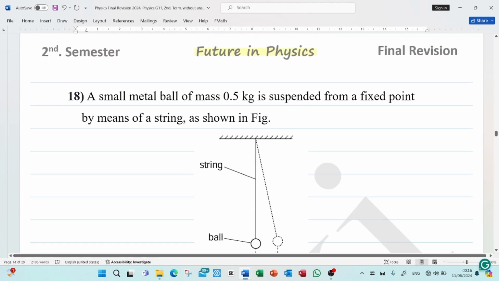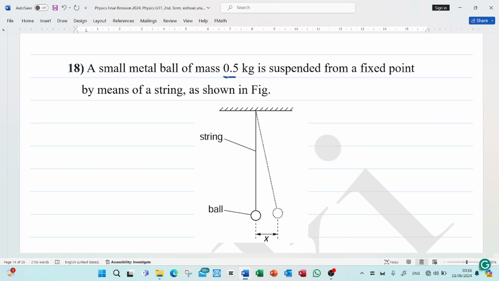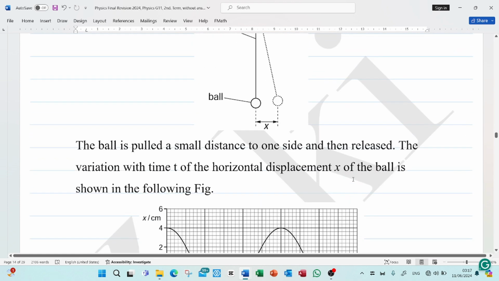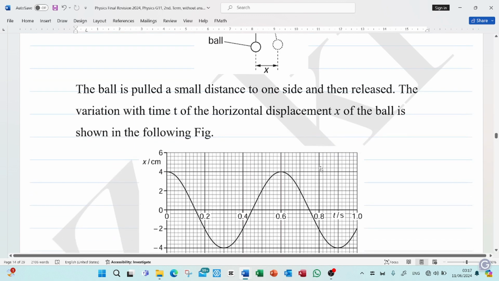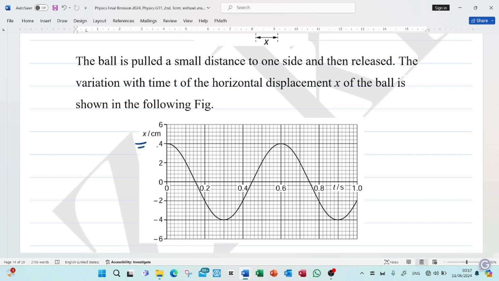Read the question, be careful. A small metal ball of mass, so this is M equals 0.5 kilogram, fixed by means of a string. The ball is pulled a small distance to one side and then released. The variation with time of the horizontal displacement. This is the displacement-time graph. This is displacement and this is time.